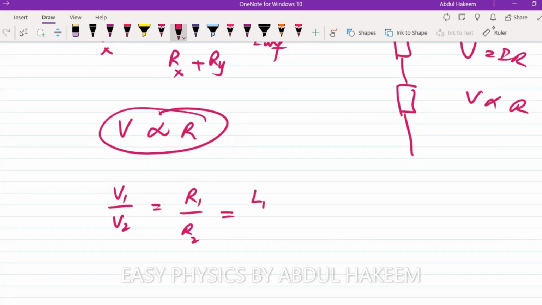If wires are used instead of other resistors, then L1 over L2, but resistance is inversely proportional to area. So this is L1 over L2, equal to A2 over A1, and similarly diameter 2 square over diameter 1 square. So these are the relations.